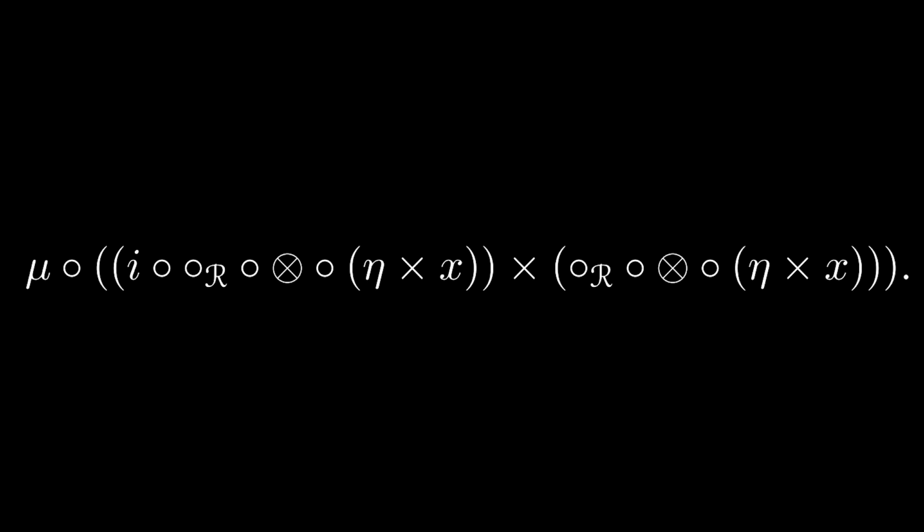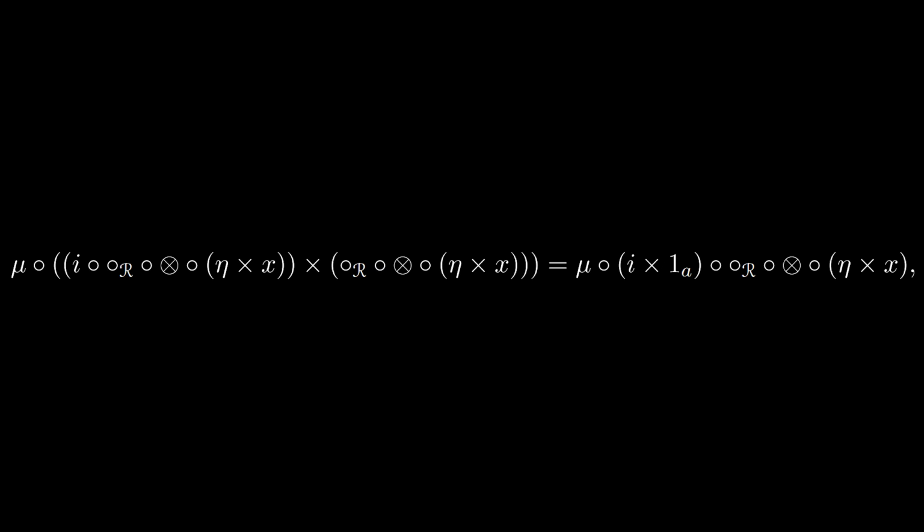Now recall the other side of the equation, which was mu comp I comp r comp tensor comp eta cross x cross comp r comp tensor comp eta cross x. This is equivalent to the composition mu comp I comp r comp tensor comp eta cross x cross comp r comp tensor comp eta cross x equals mu comp I cross 1a comp r comp tensor comp eta cross x, where we've done away with the diagonal morphism because at this point I've now realized that there need to be these invisible morphisms at the end, so I've just stopped writing it.